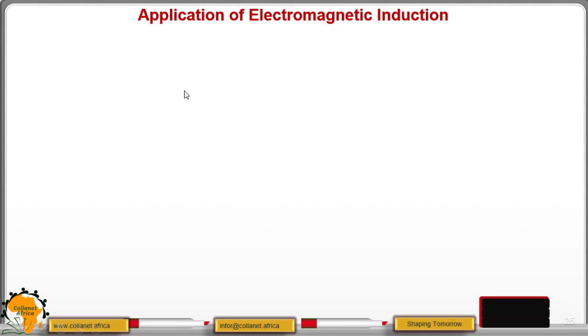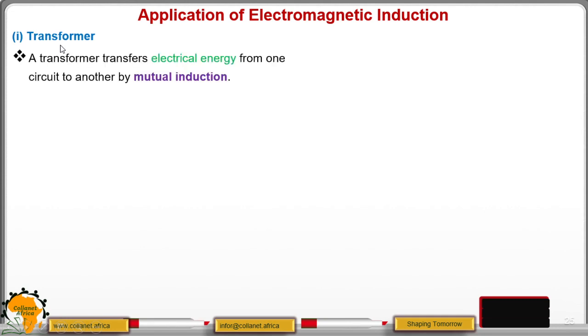Hello student, welcome to our lesson today. In today's lesson we are going to look at applications of electromagnetic induction. We start with the first one, which is transformers. Now a transformer is defined as a device that transfers electrical energy from one circuit to another by mutual induction.